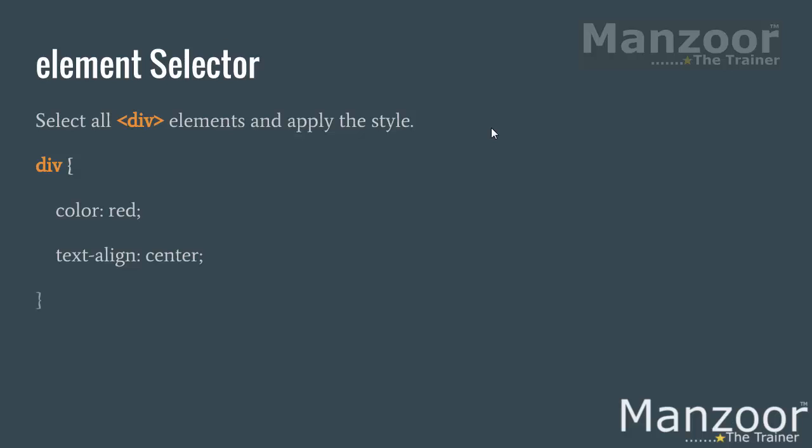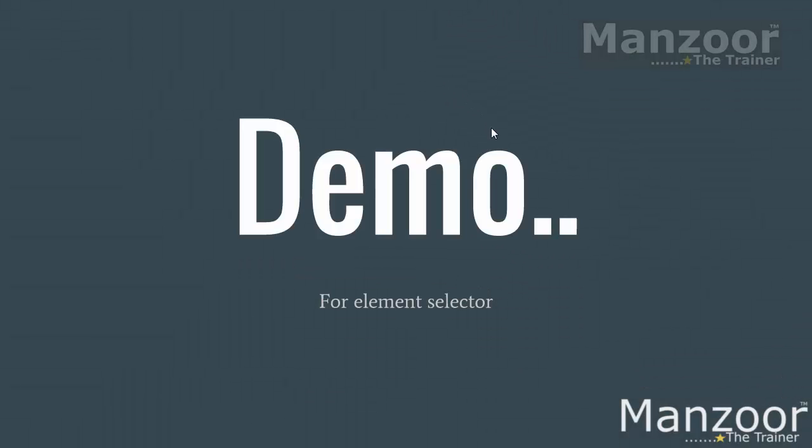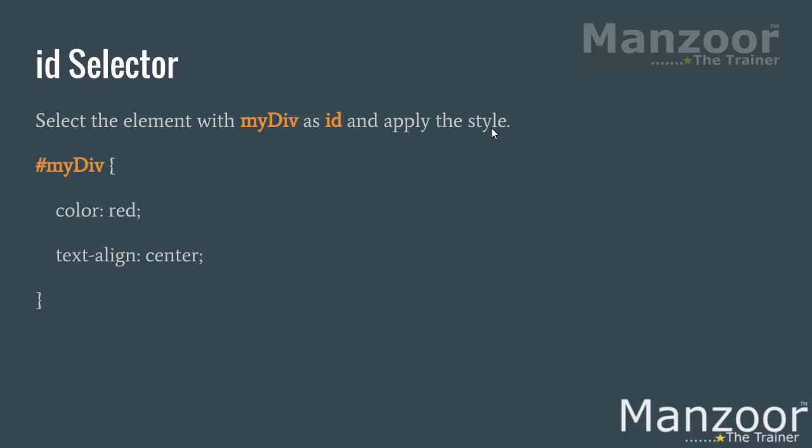So element selector, we have already seen div. So this is how your element selector works. So we need not to do anything else. Till now we have worked on element selector. We have seen demo already for element selector. Next is ID selector. So I need to use hashtag. If ID is my ID, then I say hash my ID. So it is going to select that particular element.